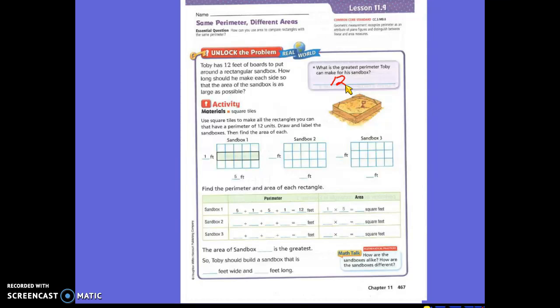He has 12 feet of boards. That's the biggest he has. That's the biggest amount of perimeter that you could have on this problem. 12 feet. Make sure you put feet labeled.